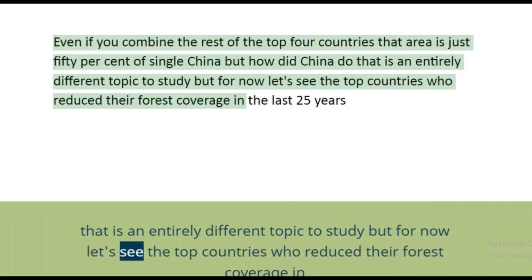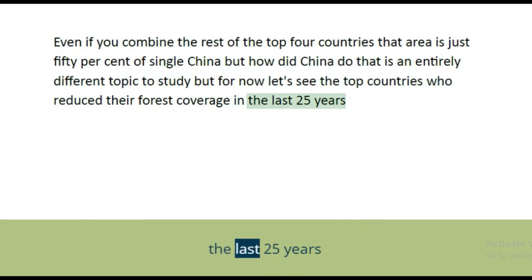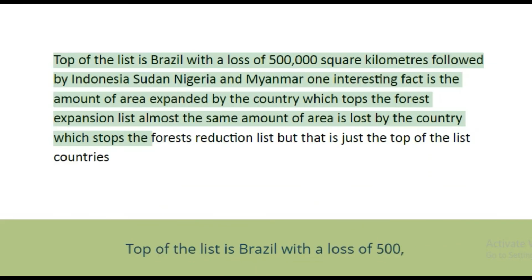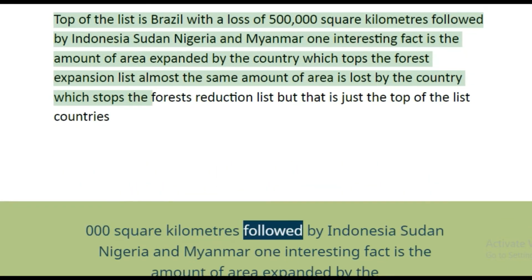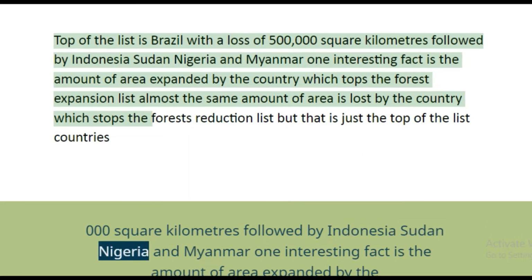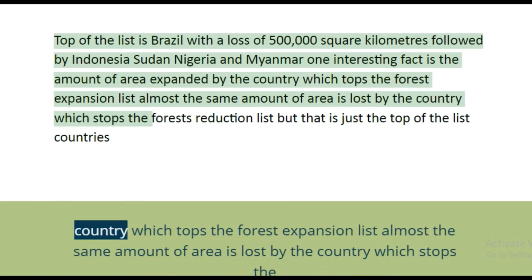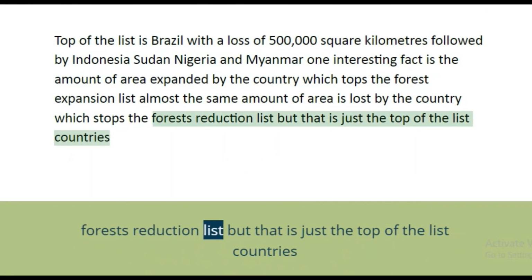But for now, let's see the top countries who reduced their forest coverage in the last 25 years. Top of the list is Brazil with a loss of 500,000 square kilometers, followed by Indonesia, Sudan, Nigeria, and Myanmar. One interesting fact is that the amount of area expanded by the country which tops the forest expansion list is almost the same as the amount of area lost by the country which tops the forest reduction list, but that is just the top of the list countries.